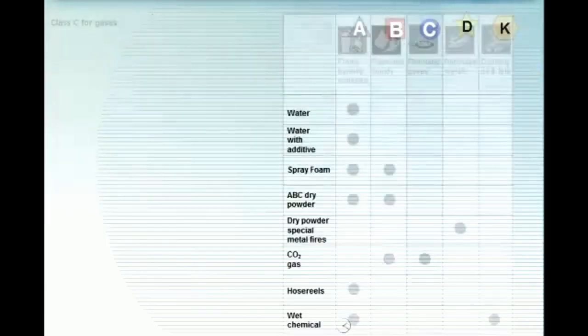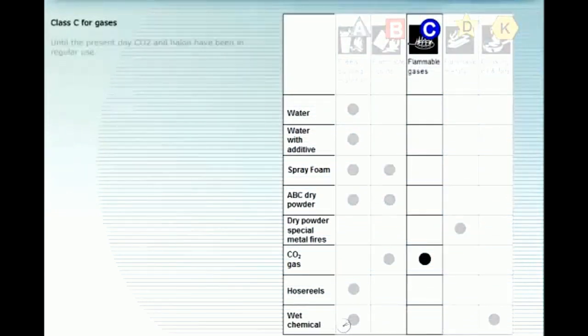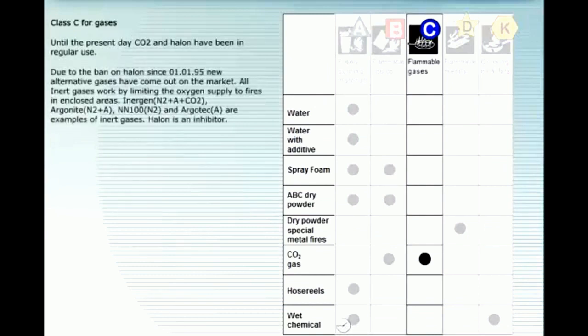Until the present day, CO2 and halon have been in regular use. Due to the ban on halon since the 1st of January 1995, new alternative gases have come out on the market. All inert gases work by limiting the oxygen supply to fires in enclosed areas. Inogen, Argonite, NN100 and Argotec are examples of inert gases. Halon is an inhibitor.